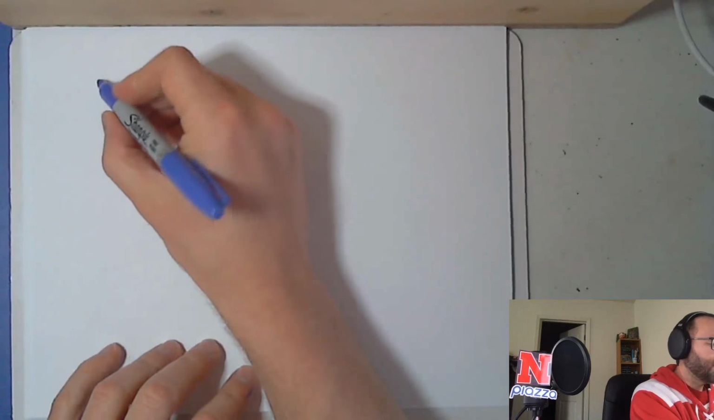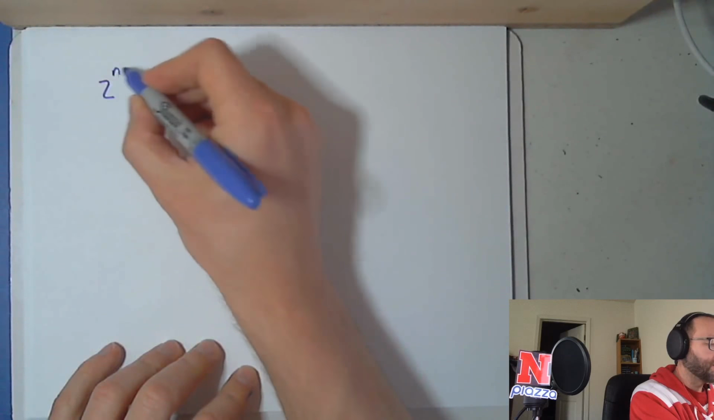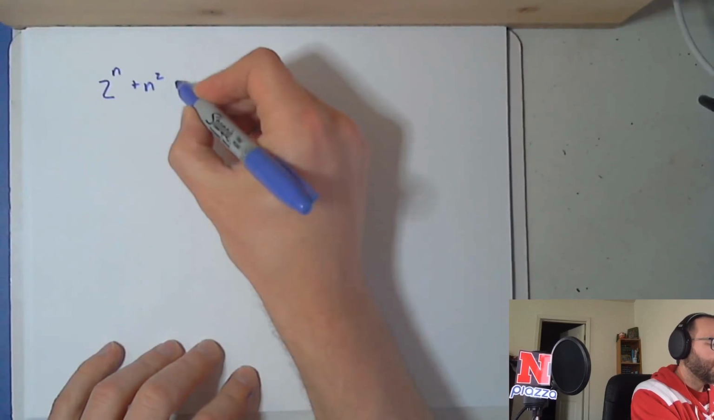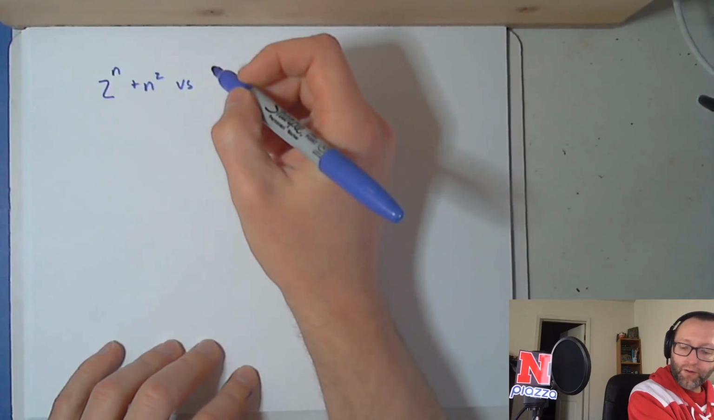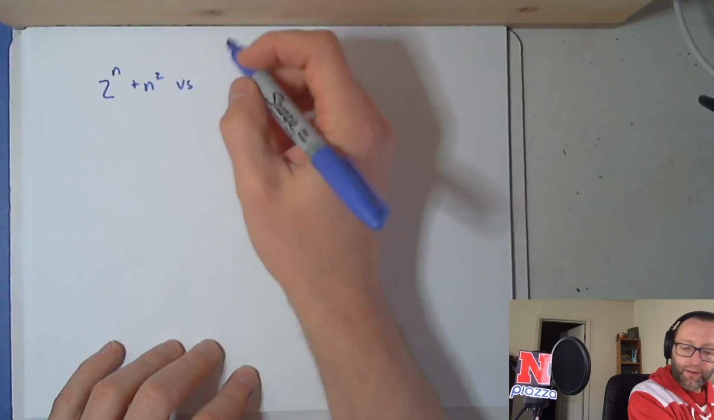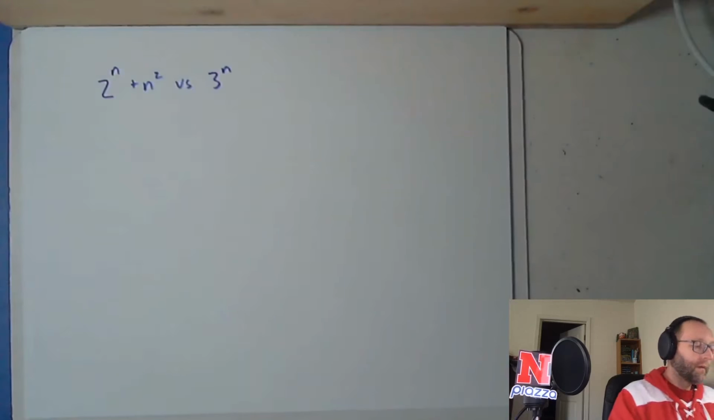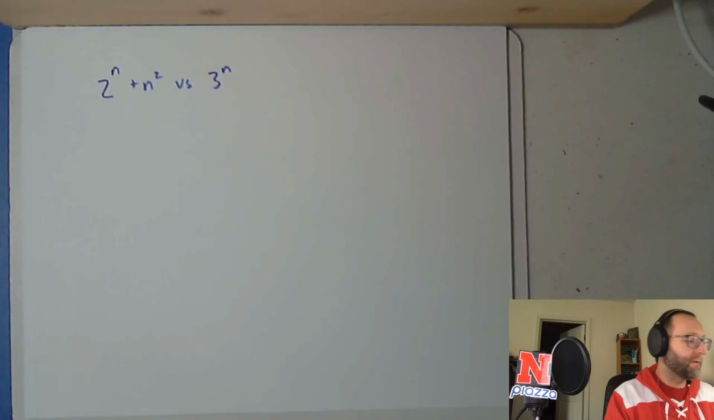What about if I mix polynomials as additive terms versus, let's see, versus 3^n? All right, here's the last example for the day.